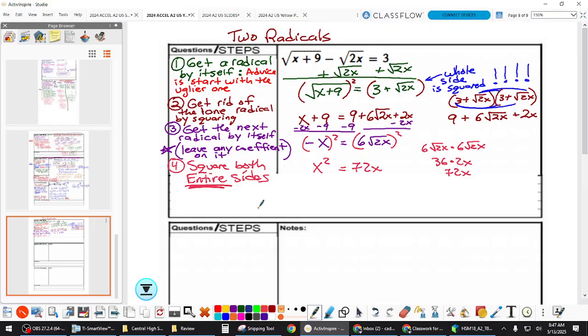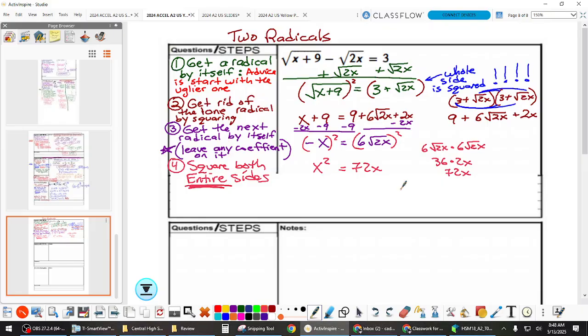Guys, there's lots of places you could blow this. What is negative 2 times negative 2? 4. You're good? How do we solve this guy?